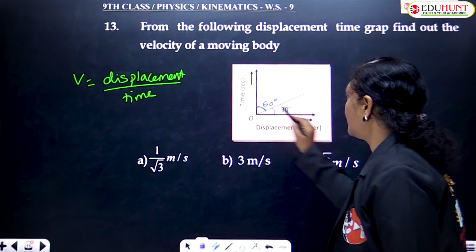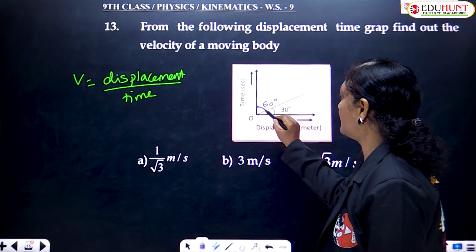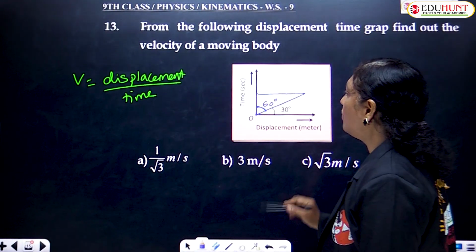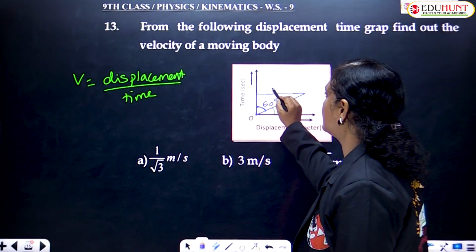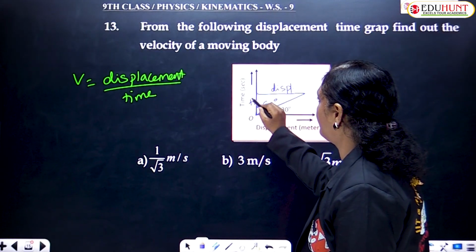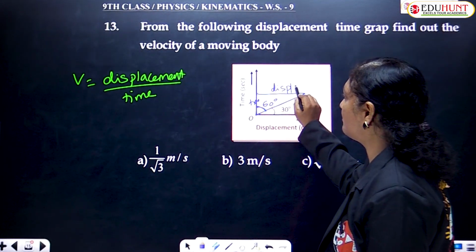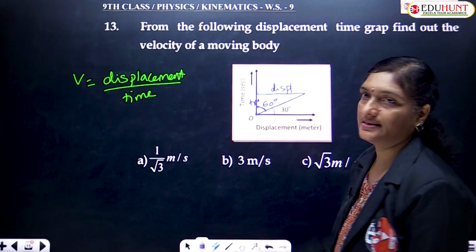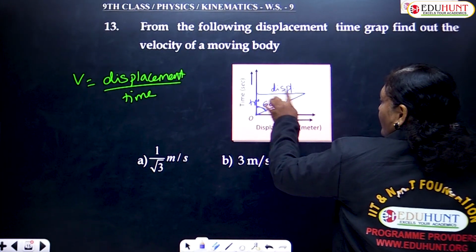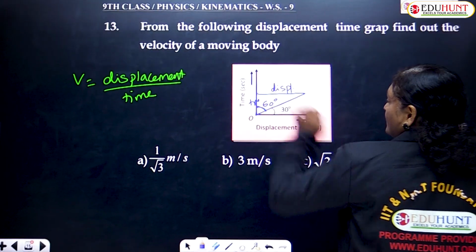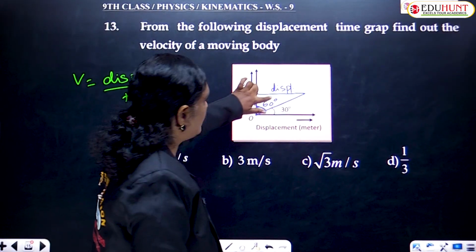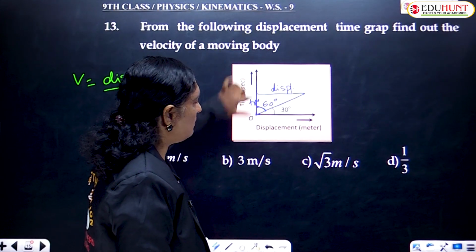In this graph, if you consider tan 60, in this right angle triangle, this is your displacement and here it is time. Tan 60 is equal to opposite by adjacent side. Is that okay? So displacement is always taken on the x-axis and time is taken on the y-axis. Clear? Are you getting me? So displacement on the x-axis and time on the y-axis.